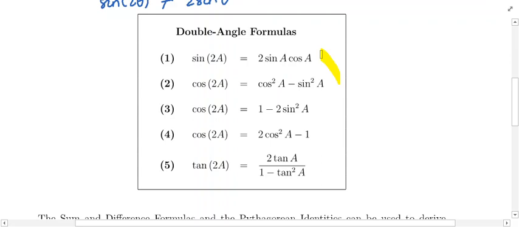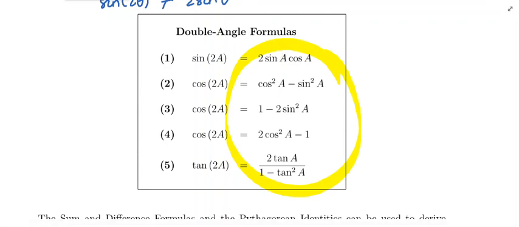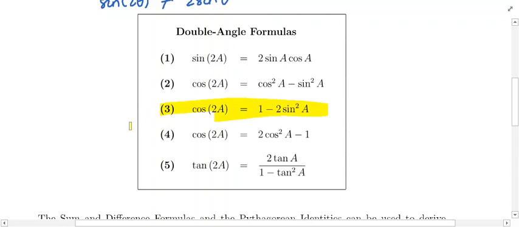Pay attention to this column. Where do we see 1 minus 2 times sine squared? Well, I see it in equation number 3. So this is the one that I'm going to use for this expression. It's one of the 3 double angle formulas for cosine. So let's go write it down.